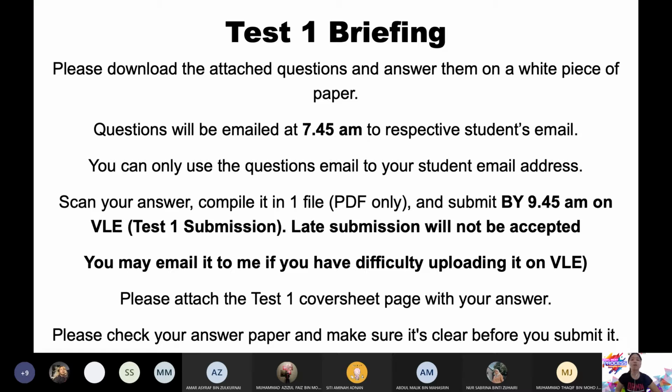Please make sure it's in PDF form, and please make sure, of course, you will do it handwritten. You will do it by hand, but just snap a picture, then make sure it's converted into PDF, attached with the cover page, and then submit it through VLE. Under the VLE I have already put a folder, test 1 submission. So submit in the VLE.